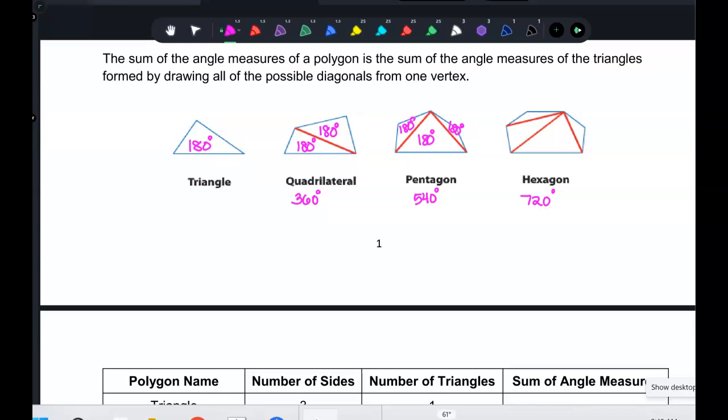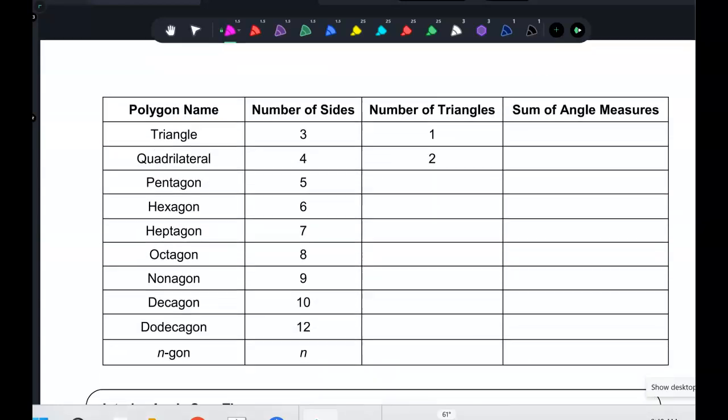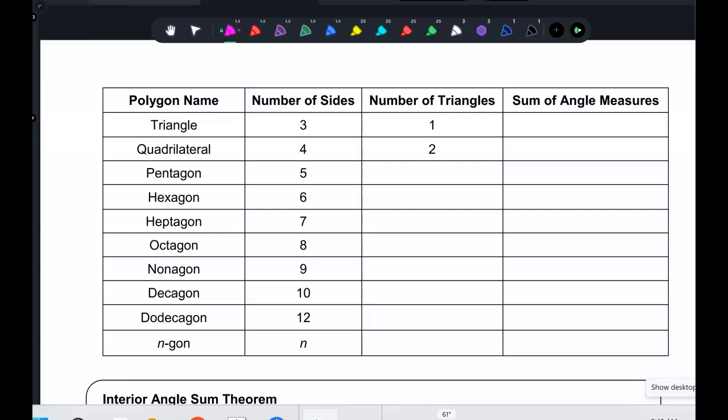Hopefully these names of the polygons, we might need to revisit them. They're on the next page. These are the ones that we needed to know from the first chapter. Heptagon is an unusual one. That was 7 sides. Nonagon is 9 sides. And then remember, decagon is 10. Dodecagon is 12. Any other number of sides, we just put G-O-N at the end.